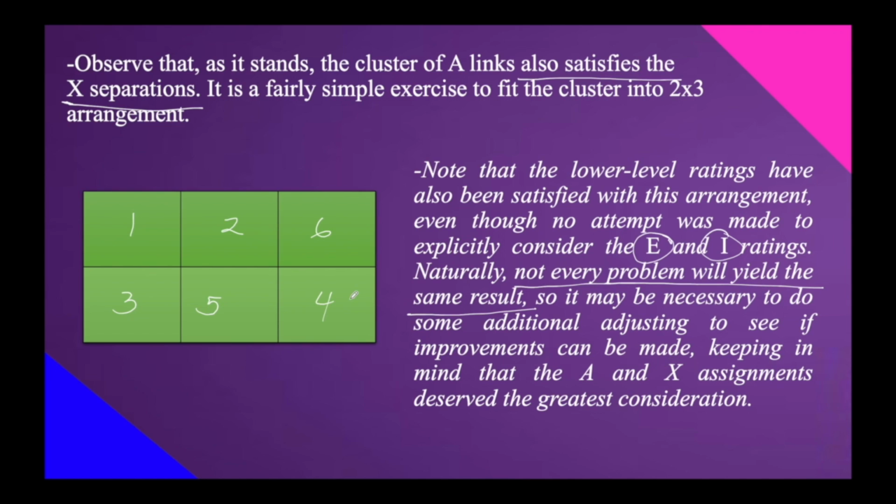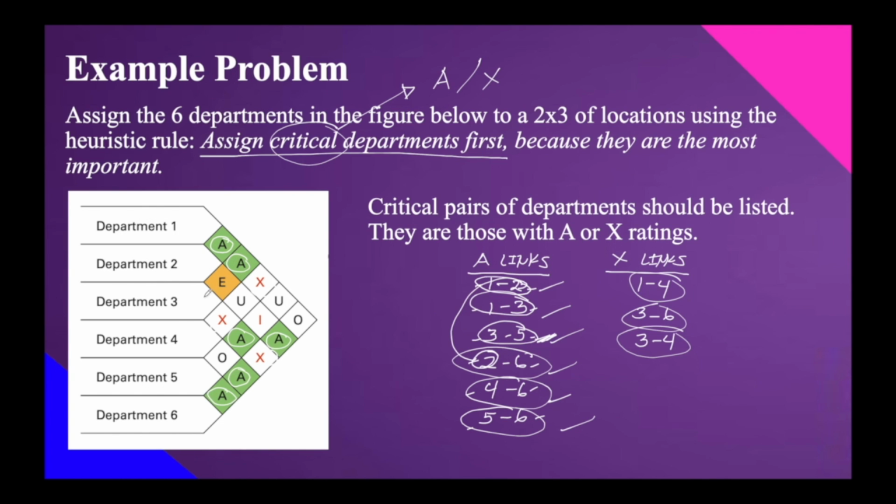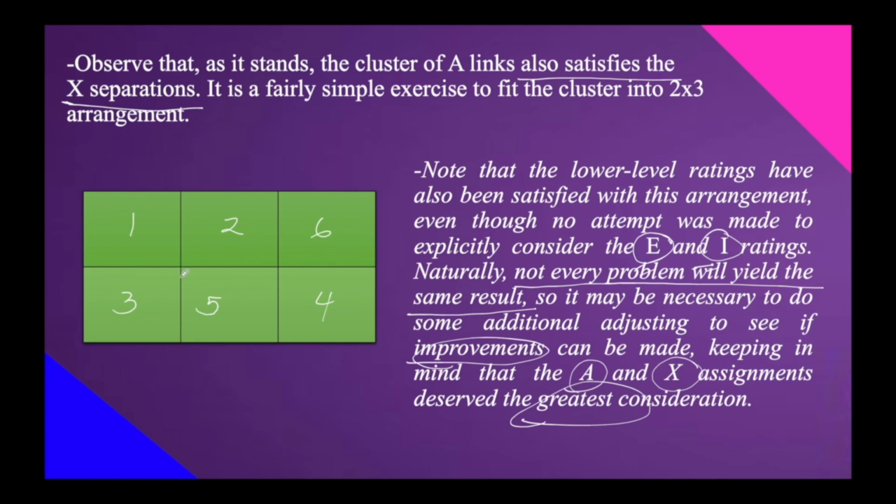Dahil as IS, we are always open for improvements, keeping in mind that the A and X assignments deserve the greatest considerations. If you're going to consider the E and I, which is based on our Muther Grid, ito sila, yung mga department 2 and 3, somehow dapat daw magkatabi, which is dito, pwede naman. If you're going to consider it, baka hindi mo na makuha yung optimum na layout. And sabihin ko nga, ulitin ko nga, the codes that have the greatest consideration should be the codes with A and X. The departments with codes A and X.